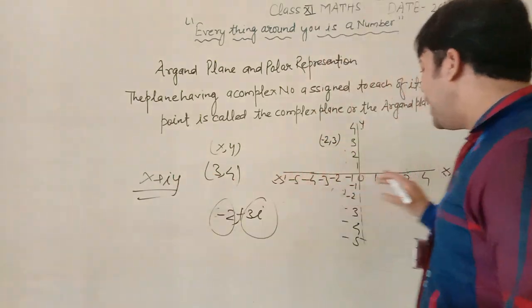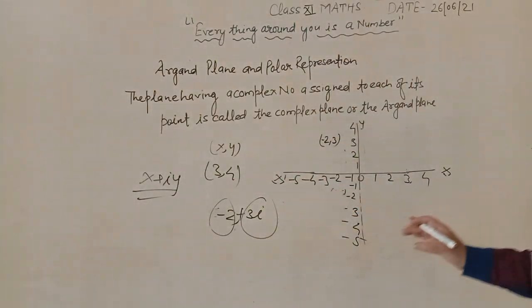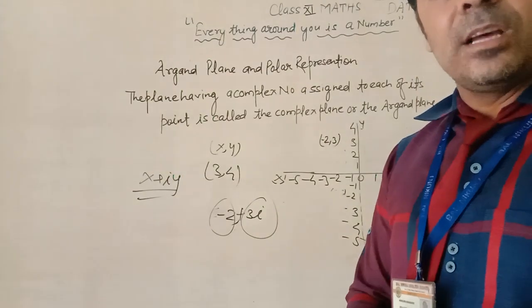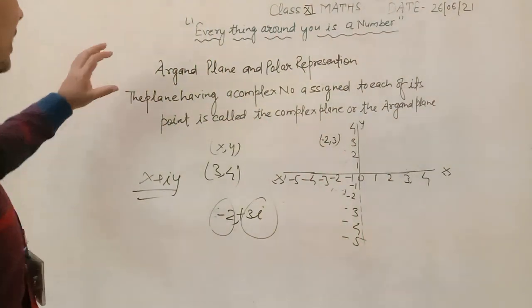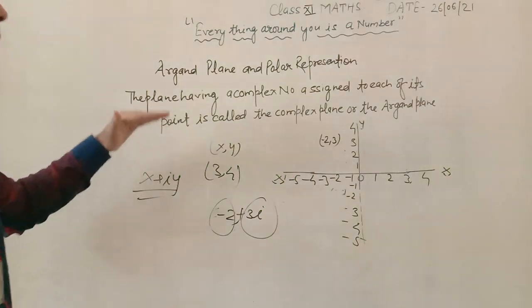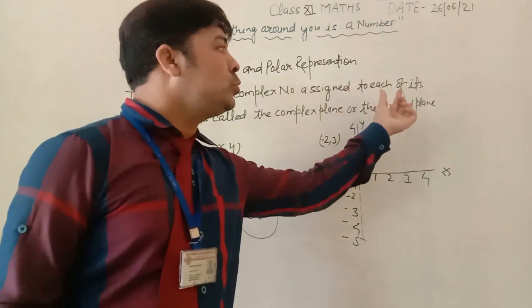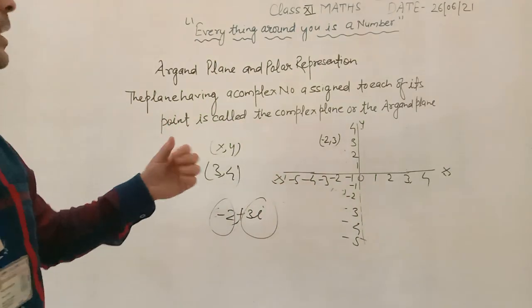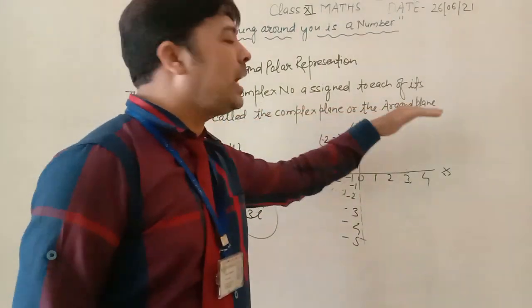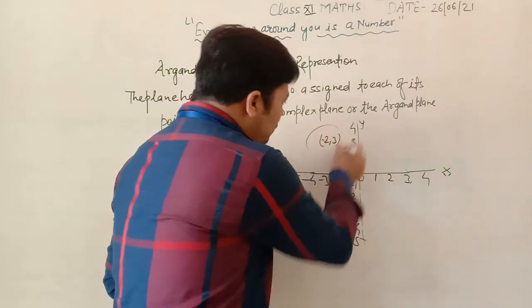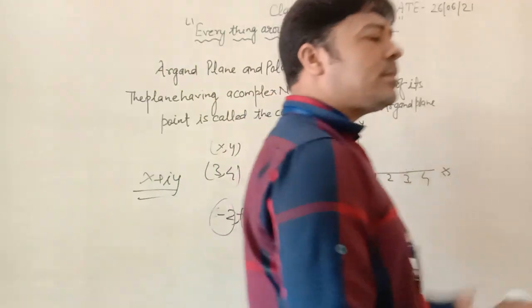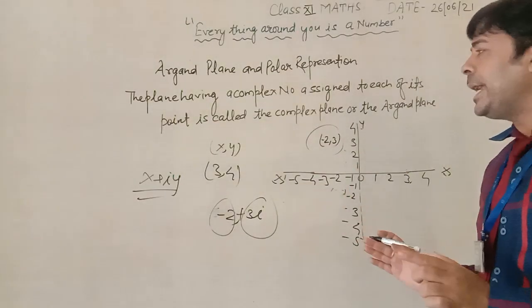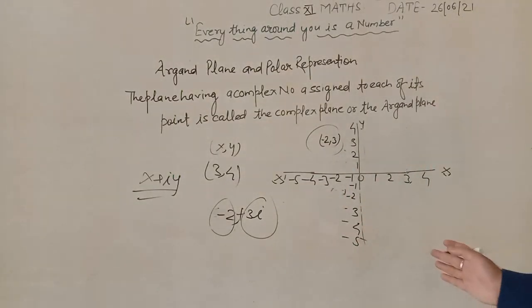The x-axis is known as the real axis and the y-axis is known as the imaginary axis. So the plane having a complex number assigned to each of its points is called the complex plane or the Argand plane. Now you can express a complex number in it.